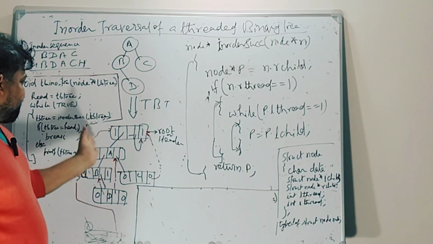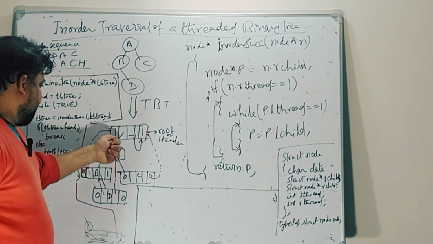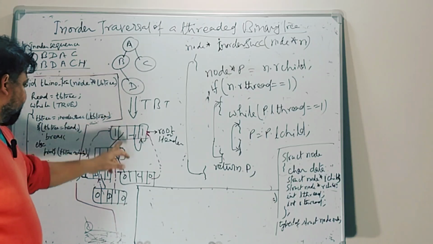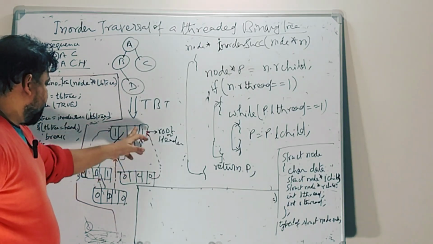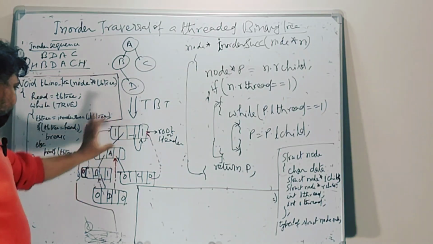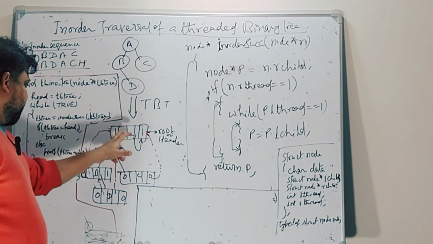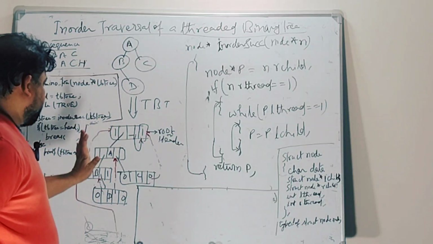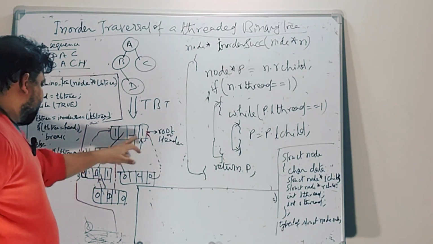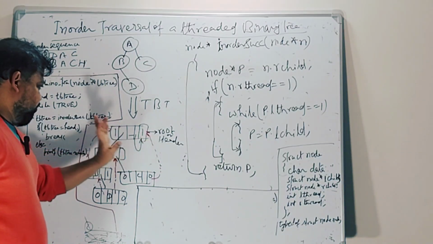As I have explained in the previous video also, these five fields represent: first one is the L thread, this one is the L child, this part is the data, this part is the R child, and this part is the R thread. So that is the overall fields representing the different things. These two are pointers, which are going to point to the left child or right child, and these are values, L thread and R thread, which are either 0 or 1, and similarly for the other.